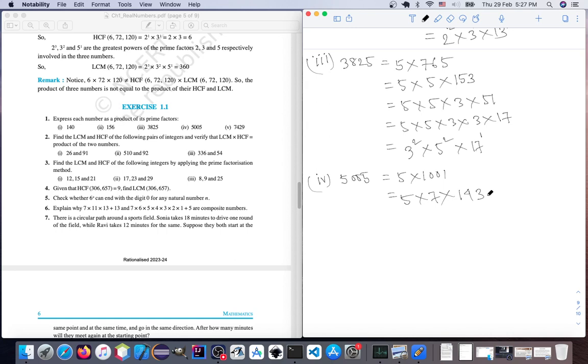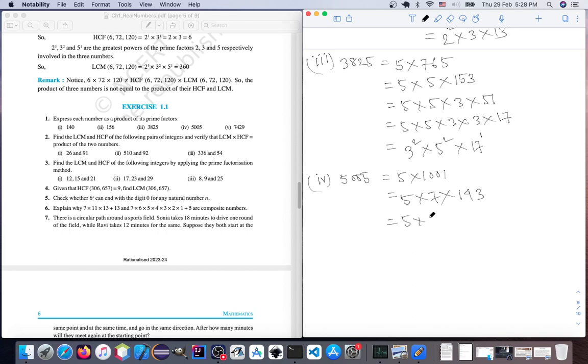143 into 7 is 1001. So 1, 21, 28, 30. Yes. Now 143, can we factorize it further? Divisible by 3, no. Divisible by 9, 5, no. 7, no. 11, no. Yes, it is divisible by 11, I guess.